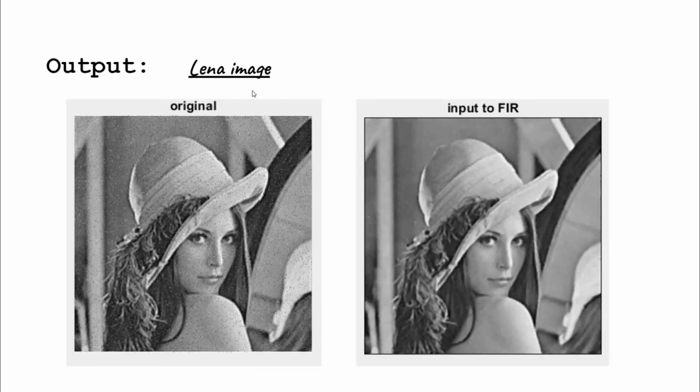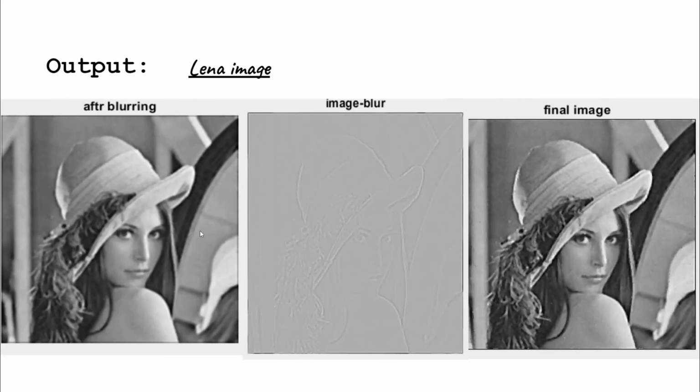And we have achieved similar results for the Lena image as well, which is as we can see here, there is noise. We remove the noise, pass it to the input FIR, then we slightly blur it, we subtract this from the original image, getting this unsharp mask. We add it back to the original image and we get the final image, which is highly sharpened, as you can see.